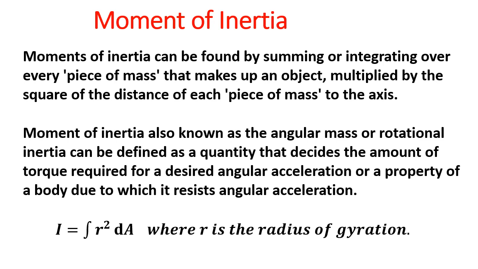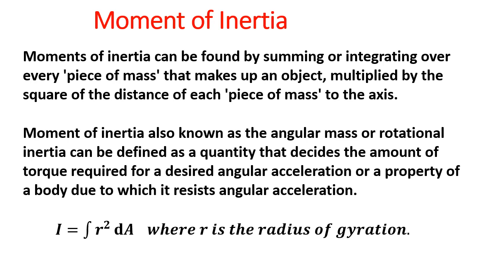Moment of inertia. Moments of inertia can be found by summing or integrating over every piece of mass that makes up an object, multiplied by the square of its distance to the axis.